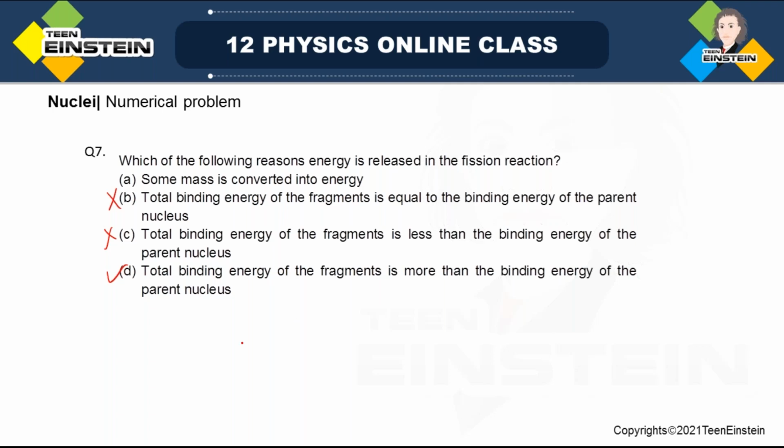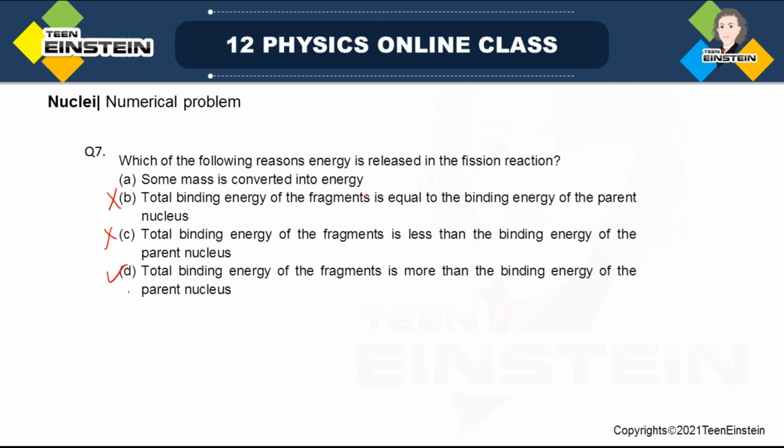So the total binding energy of the fragments is more than the binding energy of the parent nucleus. This is also true, and this is also true somewhat, but I don't know whether multiple answers are true. Which of the following reasons? That means you should be choosing only one option.